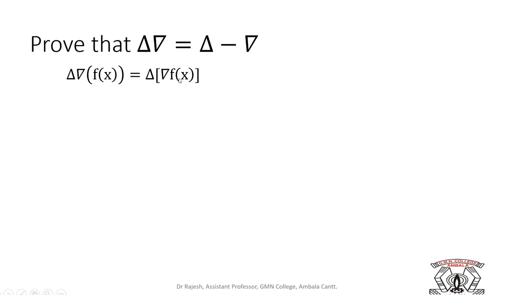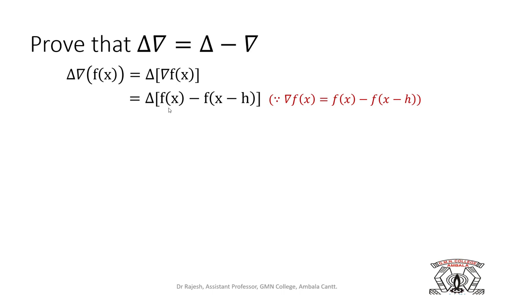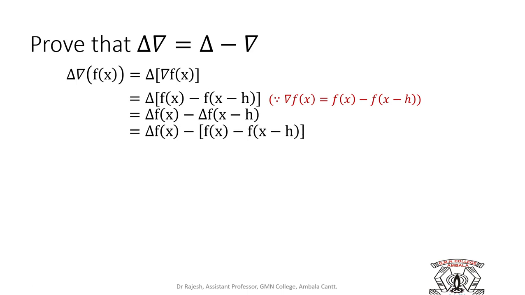When it is operated on, the definition is used. Now this will distribute over the addition. This plus could be written as plus minus, so this is distributed over the addition, and one more property: delta of c f of x is equal to c delta f of x. That property is used. So this is delta f of x minus delta f of x minus h. That distributive property is used. Now again we are using the definition, here we have used the definition of the forward difference operator.